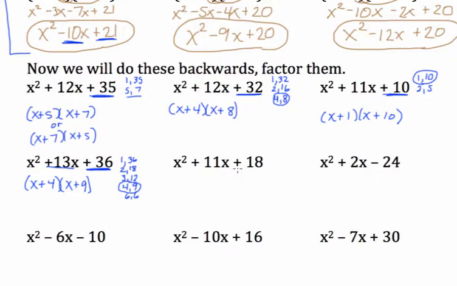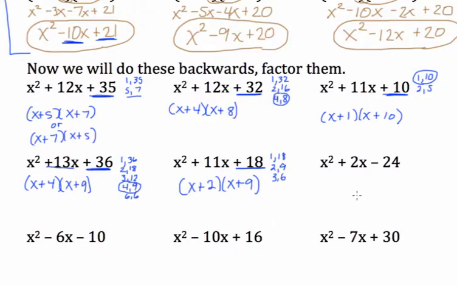Next one. Start with the multiplying number, list its factors. 1 and 18, 2 and 9, oh, there it is. 3 and 6 is another option too, but 2 plus 9 makes 11, so I know that it's x plus 2 times x plus 9, or x plus 9 times x plus 2.